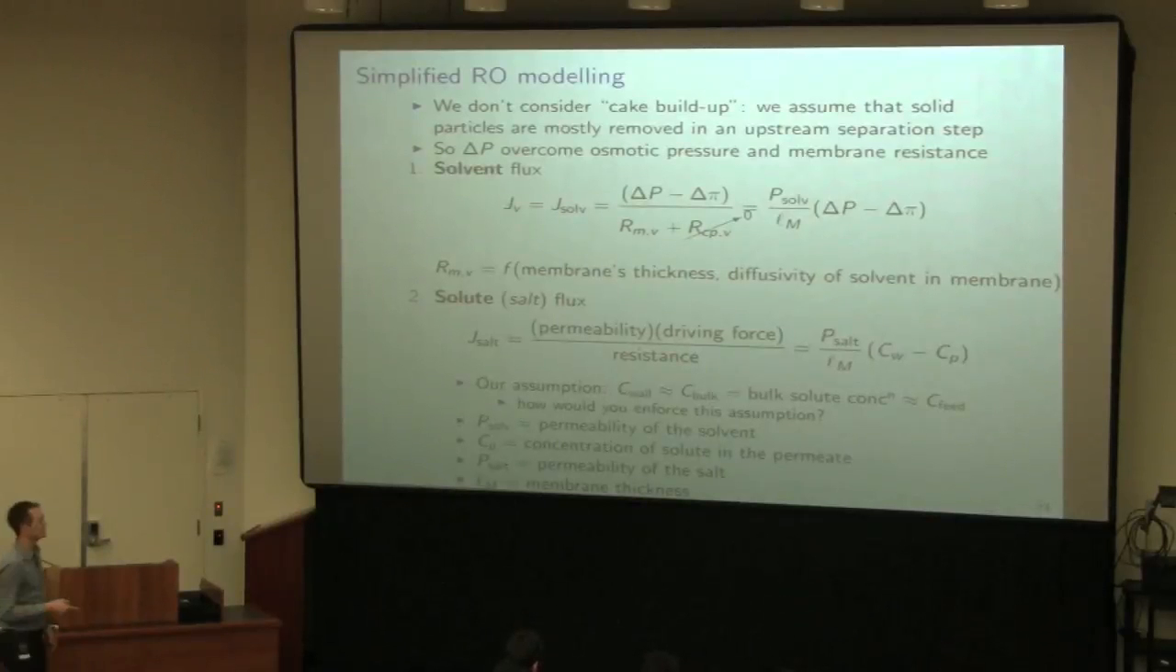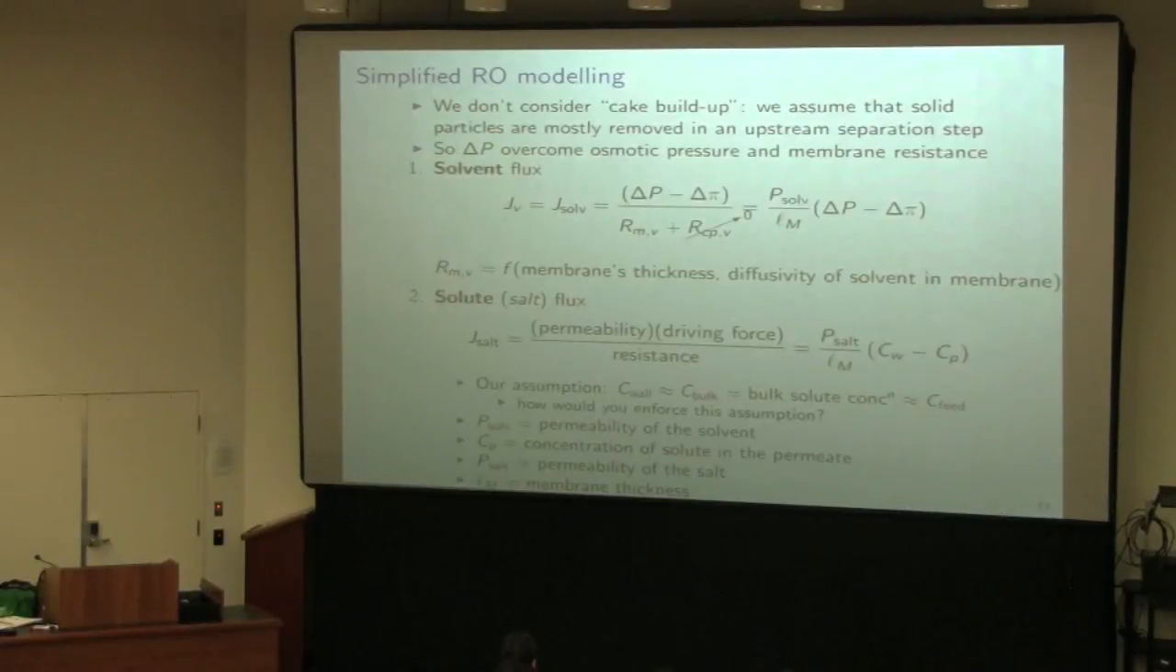So this permeability number that we see here for P salt in the numerator should be a much, much smaller value than P solvent. It's got to be, because we don't want J salt, the flux of the salt through the membrane, to be high. We want the salts to be retained on the retentate side. So that permeability of the salt must be a smaller number.